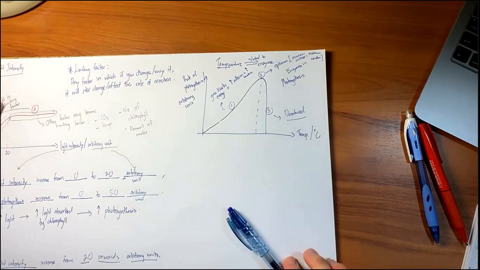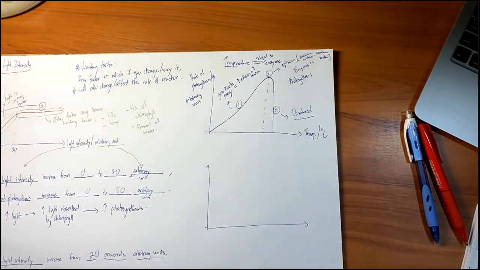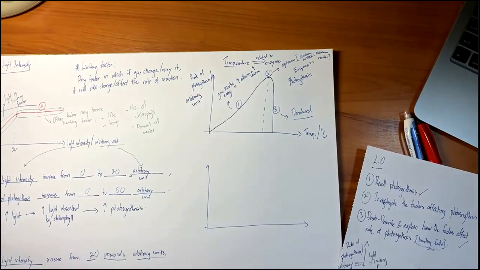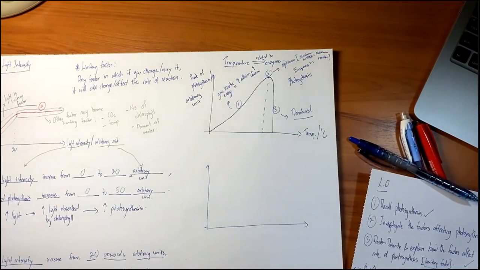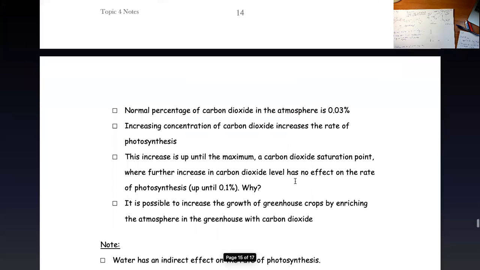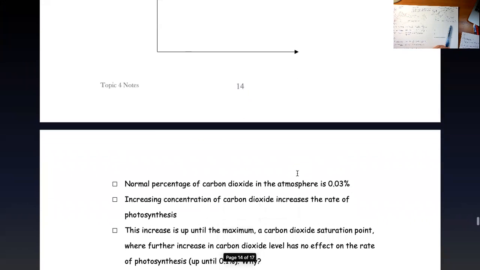And lastly, the graph for, actually I forgot what the graph was. Is it this one? Carbon dioxide. Oh, sorry. So it will be the graph on carbon dioxide. The graph for carbon dioxide will be very, very similar to your light graph, and the description is almost the same as well.